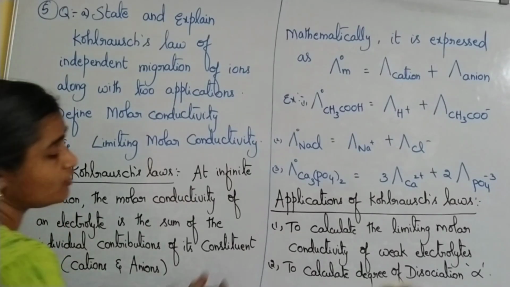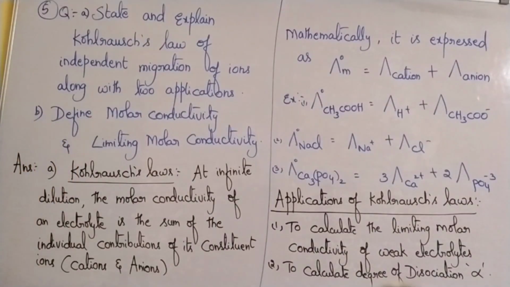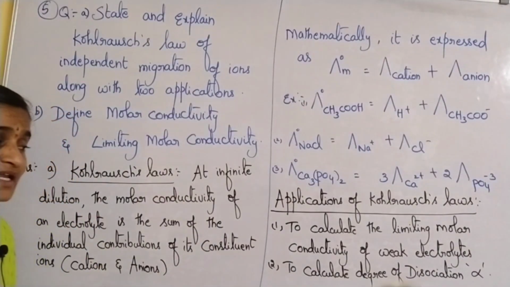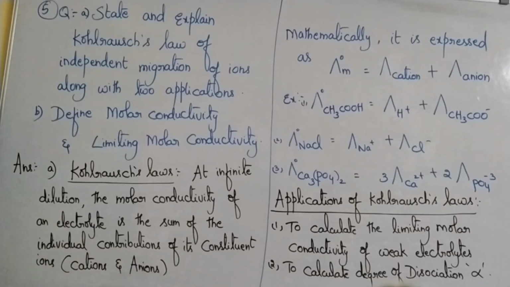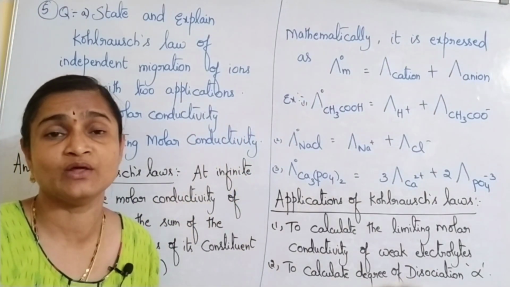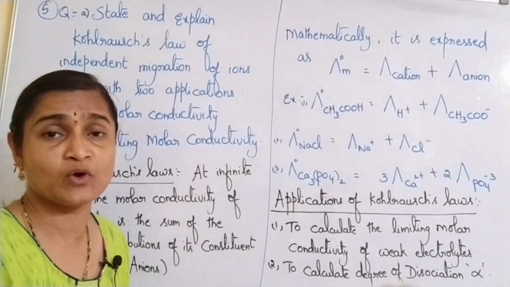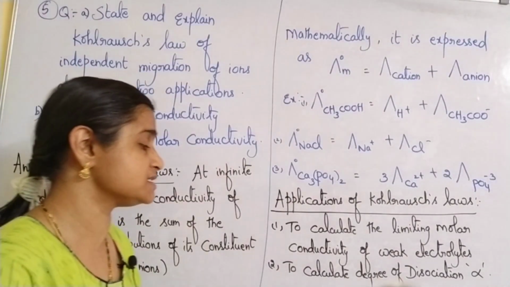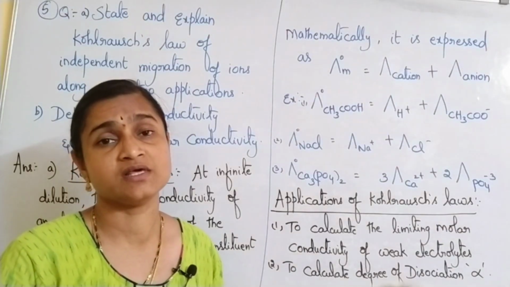So that is the mathematical expression for Kohlrausch law. Now what are the applications of Kohlrausch law? There are 2 applications. First one is to calculate limiting molar conductivity of weak electrolytes. That is the first application. And the second application is to calculate degree of dissociation, alpha.